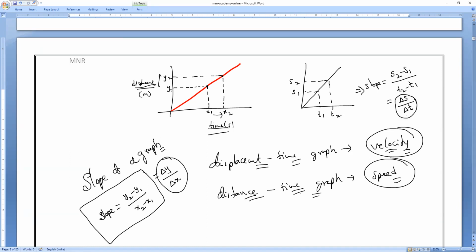So this is delta S by delta T. If it is displacement, we will get velocity. If it is distance, we will obtain the speed. So that is what you have to remember. Understand, Sangamitra, Shivani, all of you? So be very careful. The slope of a displacement time graph of a body gives velocity, and the slope of a distance and time graph will give you speed.